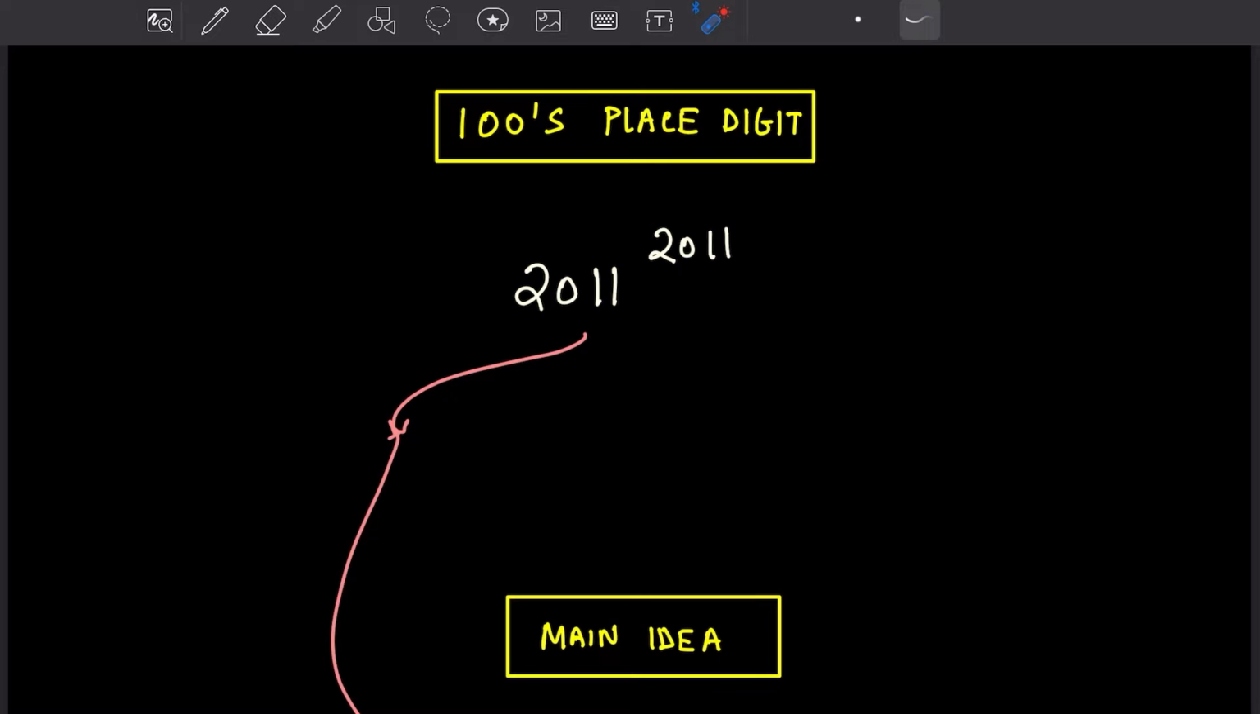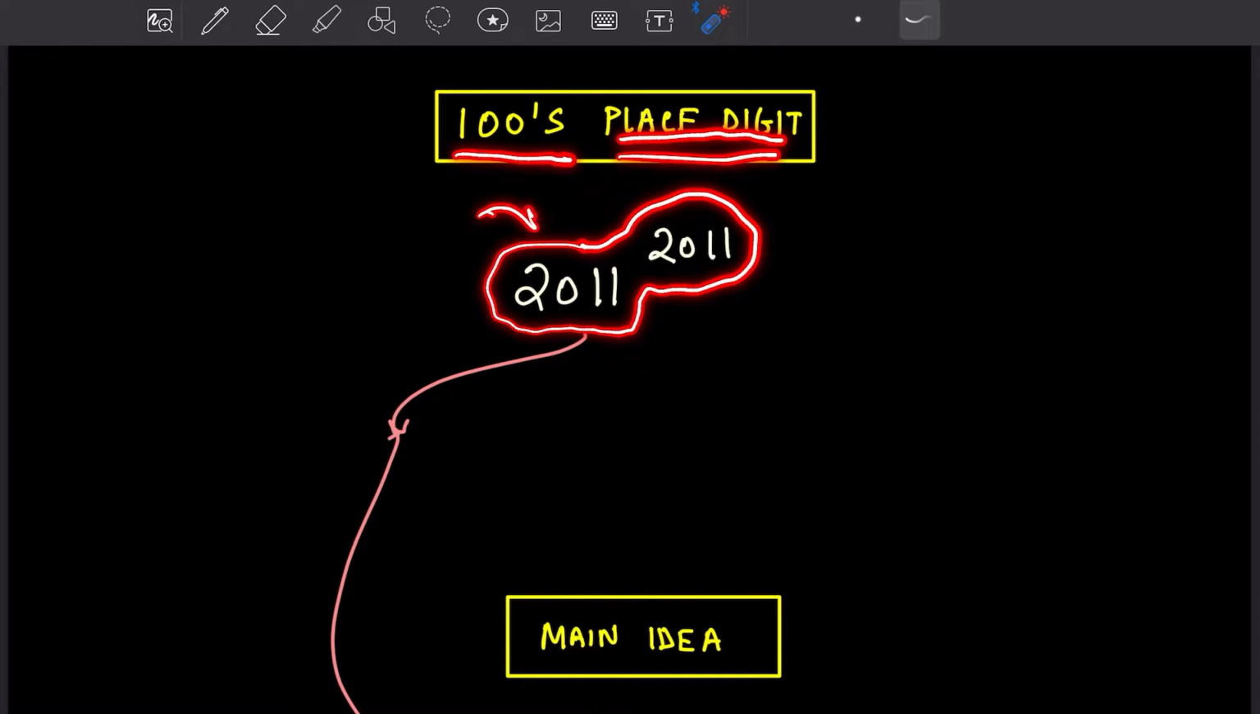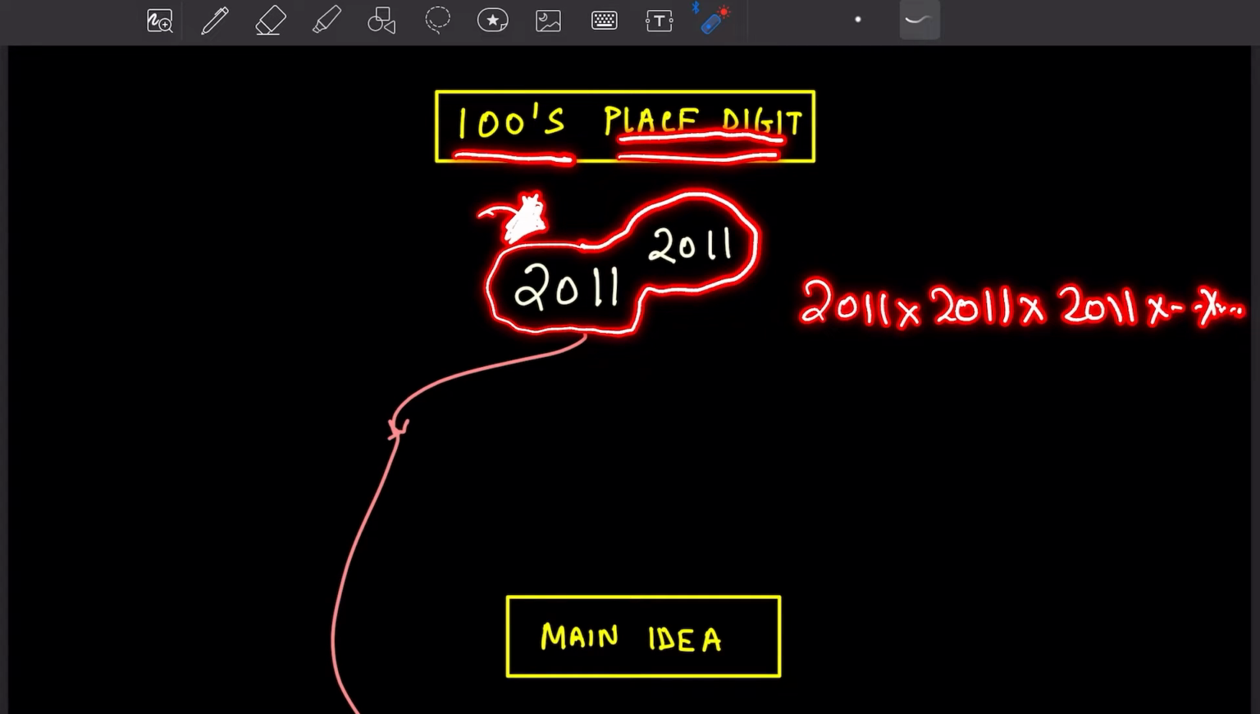Well, it asks a very simple question. Consider the expression 2011 to the power 2011. We want to find out the hundredths place digit of this particular number. Now you can immediately see why this can be difficult. Of course, it's not possible to multiply 2011 with itself so many times. It's not possible to physically multiply it. So we have to take some other clever route. And that's the core topic of this particular problem.